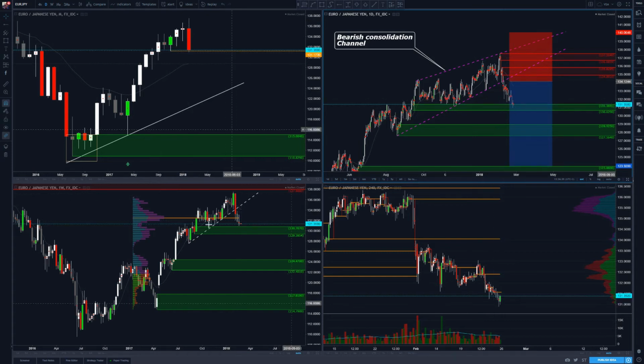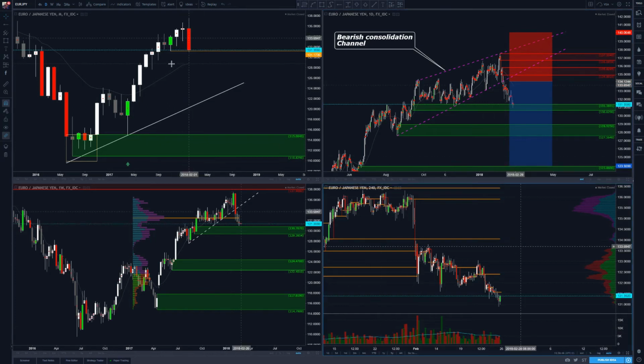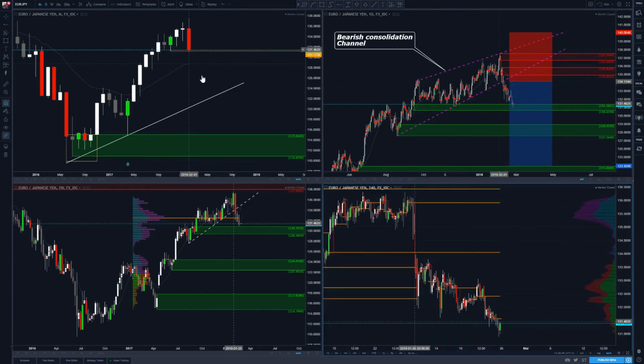But I believe that this is still early to short. I would wait for a pullback a bit higher, and then I would take a short. So Euro JPY, I believe that it could be a very nice short for a couple of weeks.